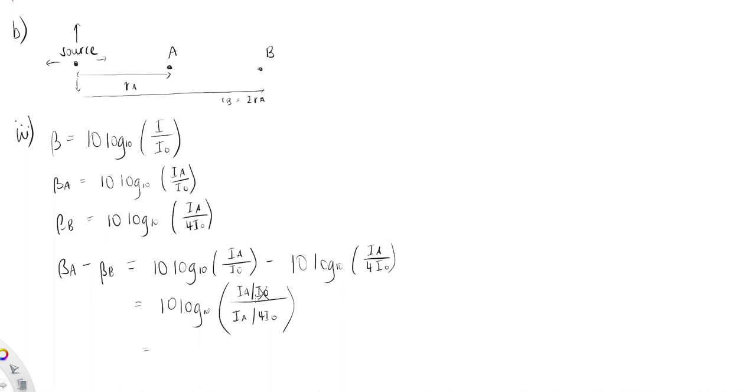So here we can see our reference intensities cancel. Same thing with our intensities at A. We're now dividing by a quarter, therefore it's going to be 10 log base 10 of 4, because when you divide by a quarter, it's the same as multiplying by 4, and you end up with 6. Therefore, the decibels at A minus B is going to equal 6.